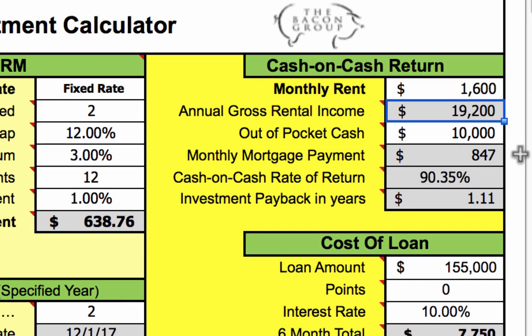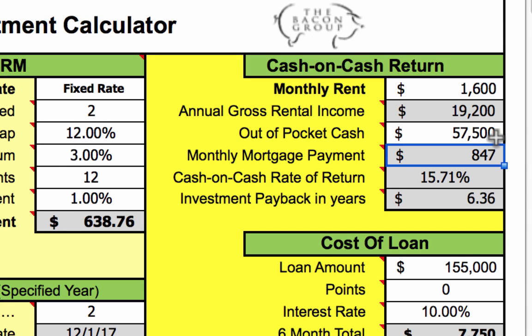Back over in the cash on cash, the out-of-pocket expense on this is going to be $37,500. That represents the 25% you had to put down on the original loan, plus $20,000 in repairs, for a grand total of $57,500. So you'd take $57,500 and you'd plug it in there.